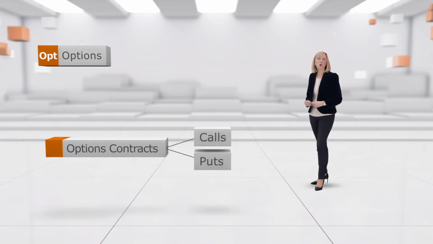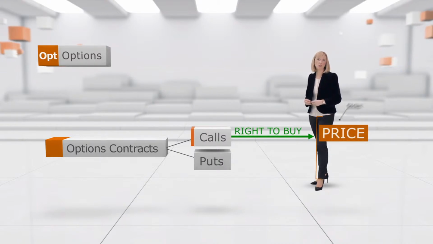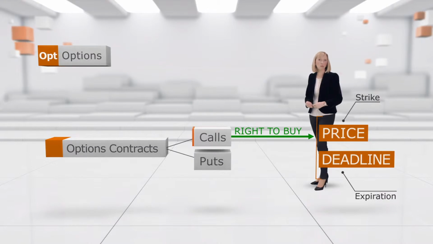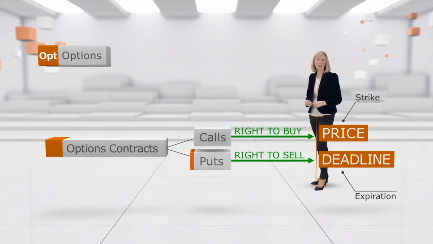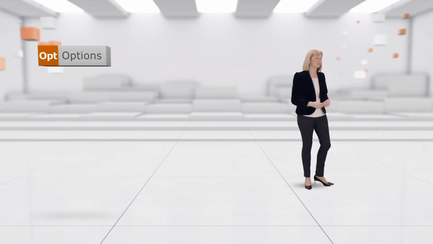As a buyer of a call option, you have the right to purchase a stock at a specific price, which is called the strike price, by a specific deadline, which is called expiration. As a buyer of a put option, you have the right to sell a stock to someone else at a fixed price by the expiration date.